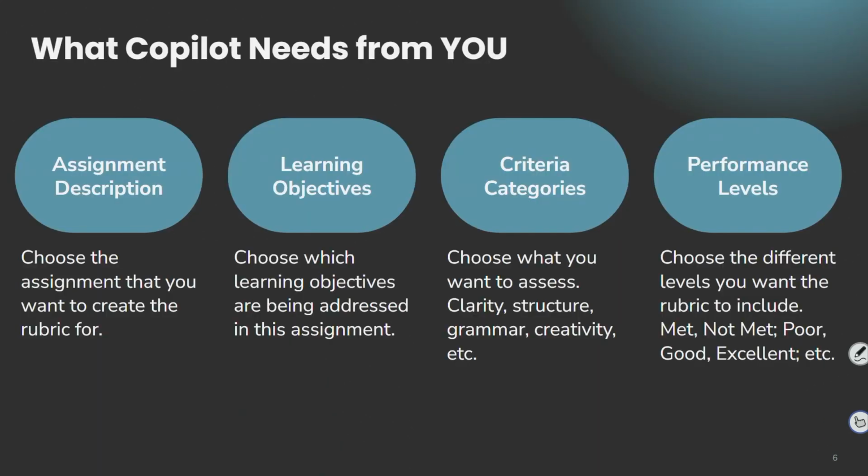So let's go ahead and talk about what Copilot needs from you. We know why we need rubrics, now let's start making them. Copilot needs 4 different things from you to make a rubric. It needs the assignment description. So when we open up for playtime later, I'll give you a chance to go look in Canvas and find an assignment you have, and you'll put that description into Copilot.